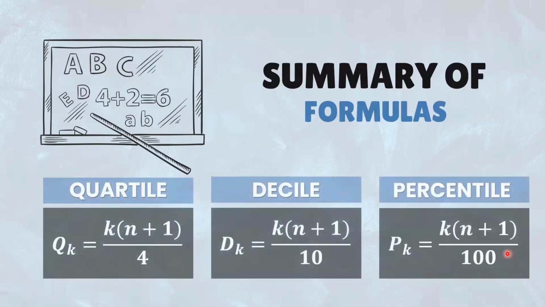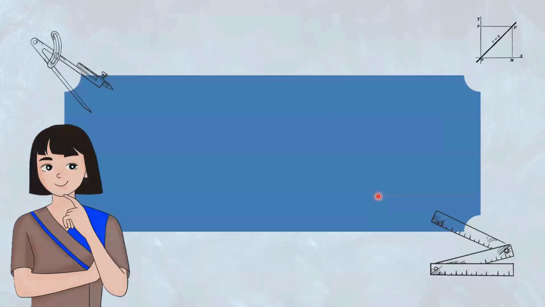And these are the formulas that we use in order to precisely determine the unknown quartile, decile, and percentile values. Again, this will be explained further in the succeeding videos.